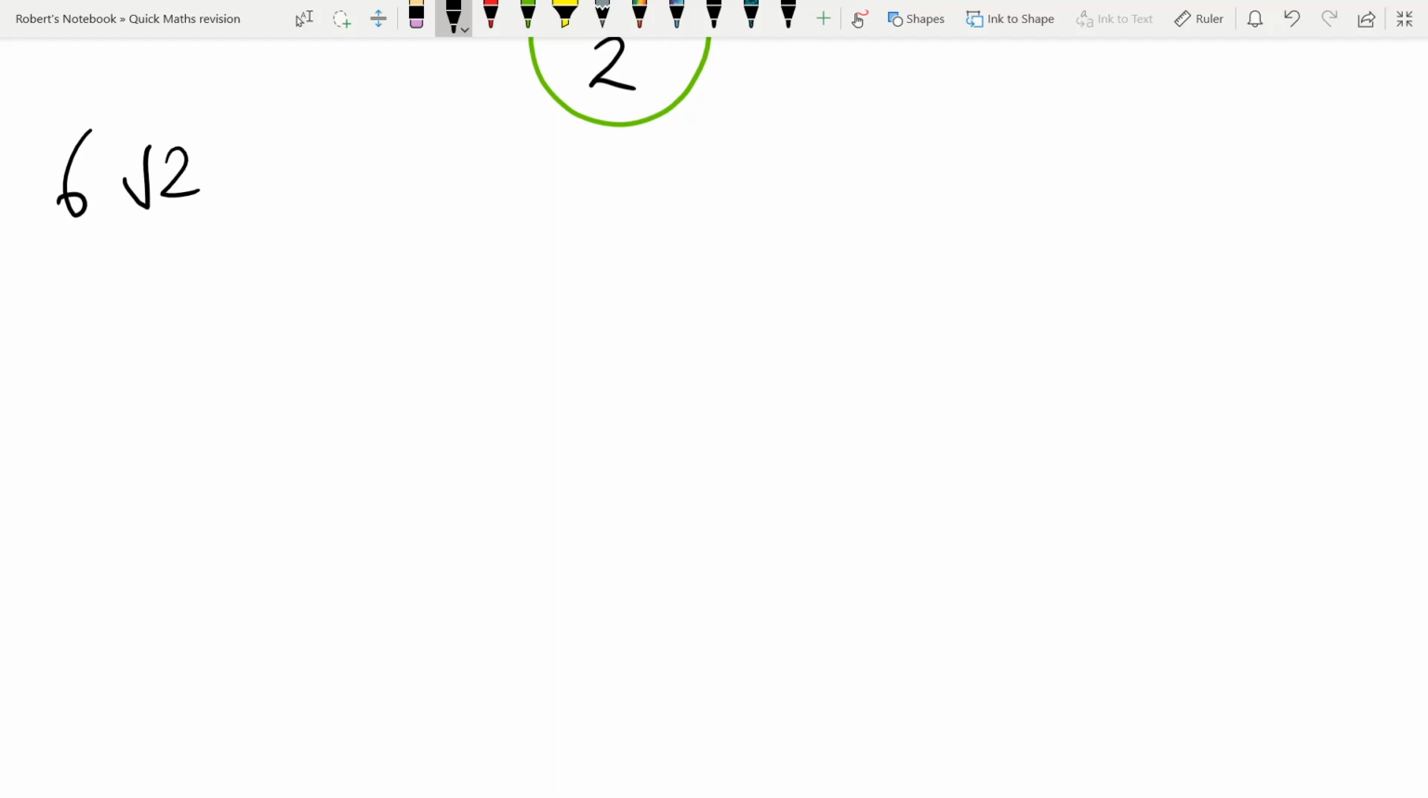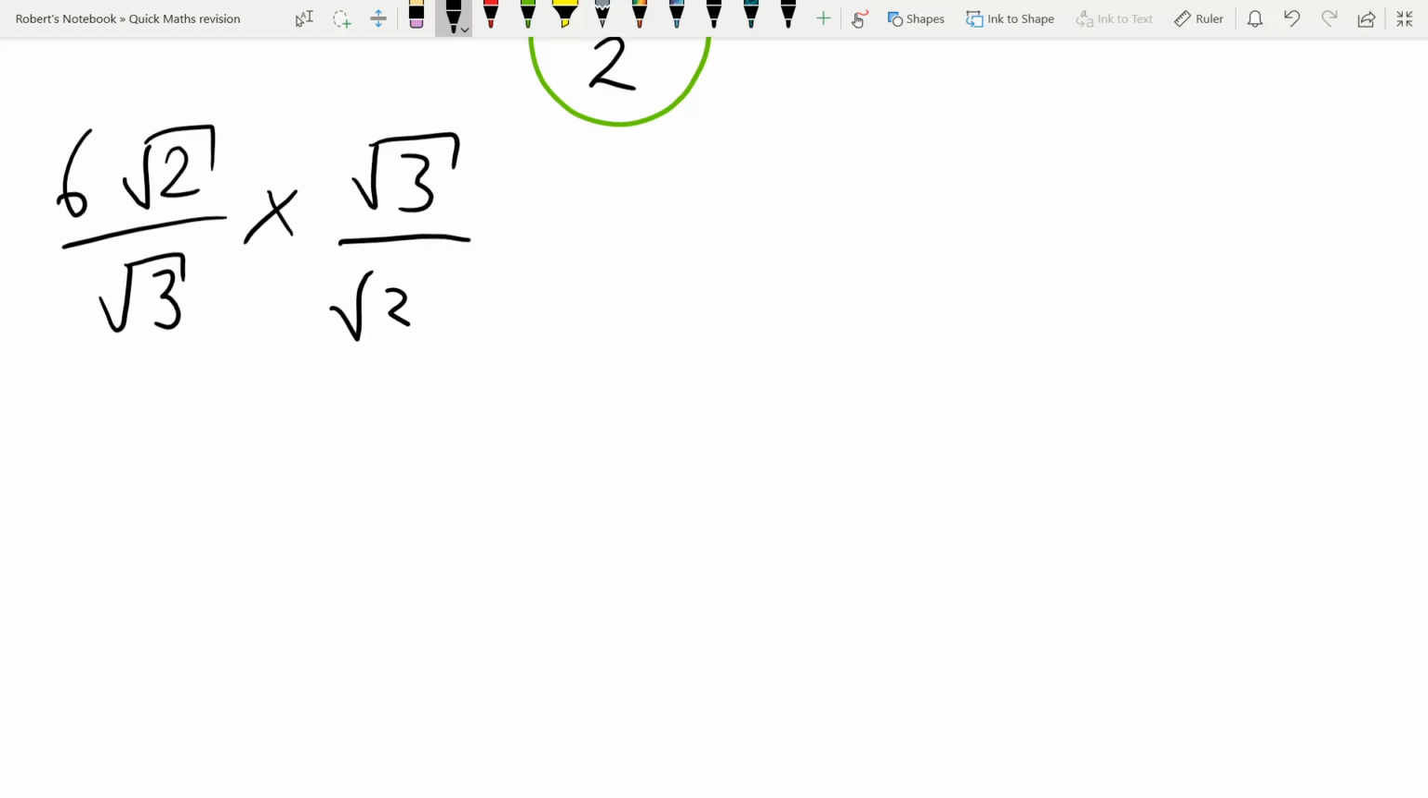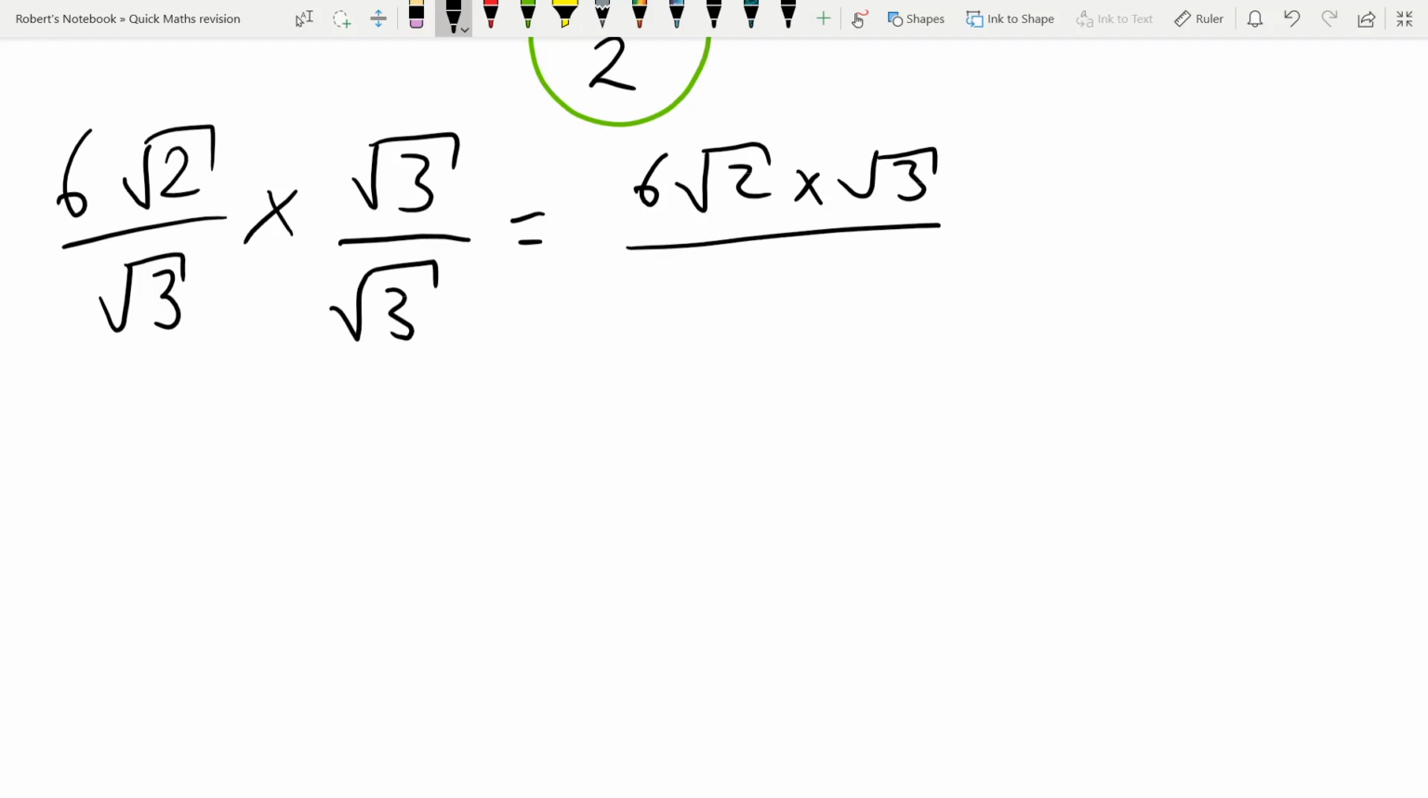6 times the square root of 2 over the square root of 3. We're going to use the same technique again, multiply by 1, but make sure that you don't get confused because we've got two different surds. We're going to multiply by the 1 on the bottom over the 1 on the bottom. Brilliant. So now we follow this through like we would normally. 6 root 2 times root 3 over root 3 times root 3. There we go.